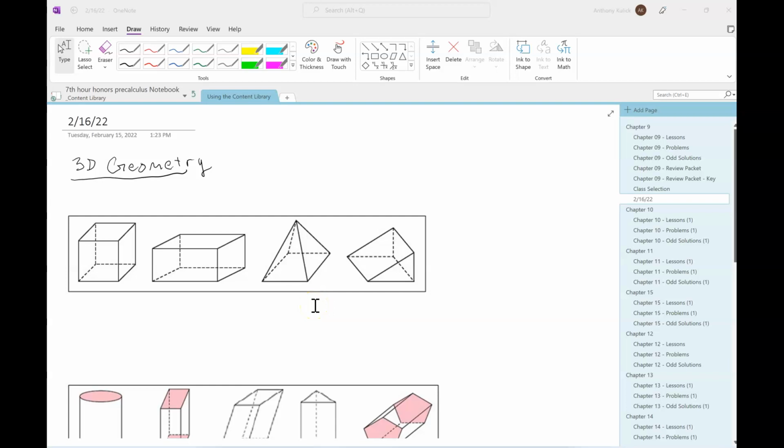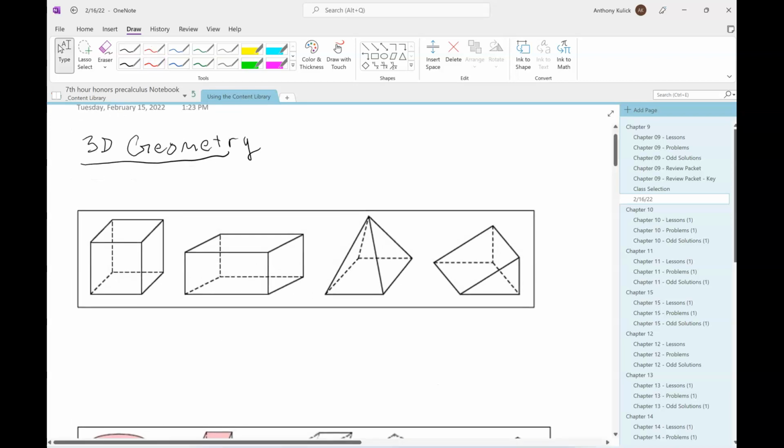So in chapter 9, we're going to be talking about three-dimensional geometry, and while that sounds kind of scary, it's actually, I think, one of the easier chapters of the entire course. So today we're going to do the first two sections.